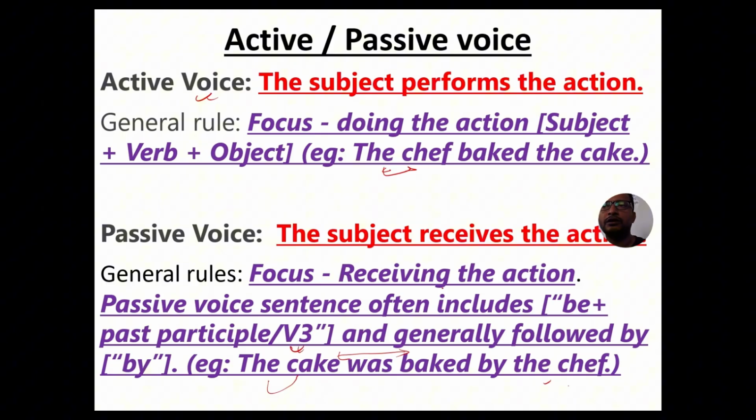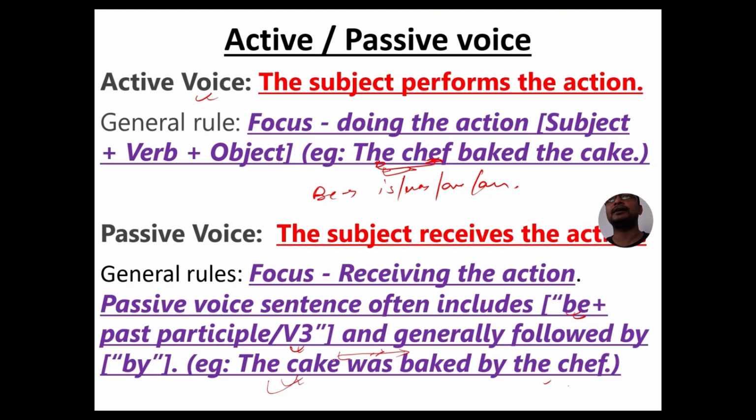The be form of the verb plus past participle. Was, is, were, am, has, have, had. All these are forms of the verb. Be is the base form and then it derives is, was, are, am, everything. So here the focus is on the doer of the action, here the focus is on the receiver. Here the cake is receiving the action, that is being baked.